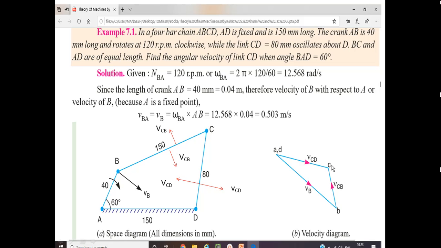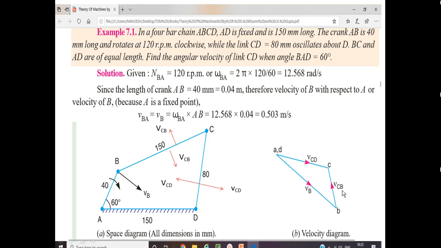Then join this line and show some arrow. This arrow shows me the velocity of C related to B, and this arrow CD represents the velocity of C related to D. Now measure the vectors CD and CB and multiply with the scale. A vector will be in terms of some centimeters, but if you multiply it with a suitable scale, the one you used previously, then that vector will be converted to the velocity of C related to D and the velocity of C related to B.